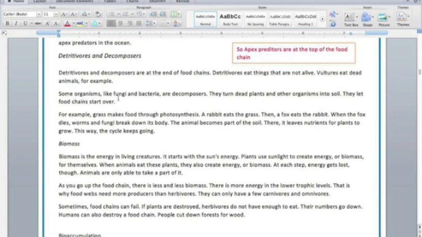Some organisms, like fungi and bacteria, are decomposers. They turn dead plants and other organisms into soil. They let food chains start over. So here, what we want, oh no, I'm not going to tell you what's underlined, of course. So I want you to figure out what you're going to underline and what you're going to circle. That way you have a clearer understanding of the text so far.